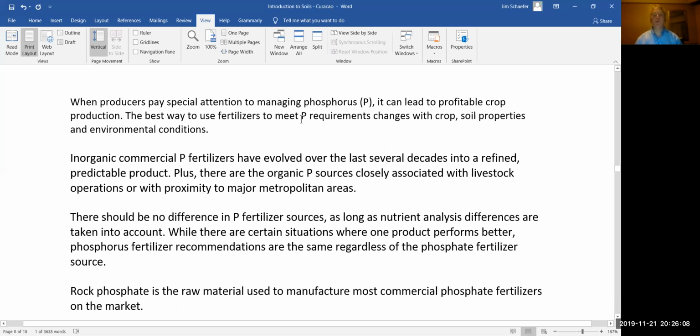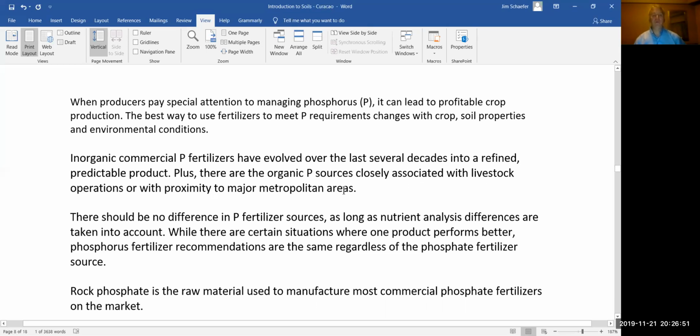Phosphorus is an important part of crop management. Managing phosphorus can be a very profitable part of growing your crop. The best way to use fertilizers to meet phosphorus changes with the crop, the soil properties, and environmental conditions. Inorganic commercial phosphate fertilizers have evolved over the last several decades into refined, predictable products. Plus, there are organic phosphorus sources closely associated with livestock operations or with the proximity to major metropolitan areas.